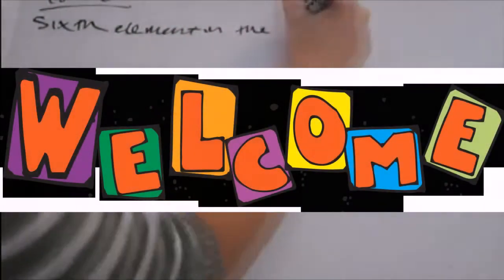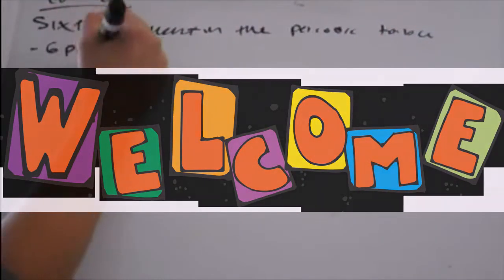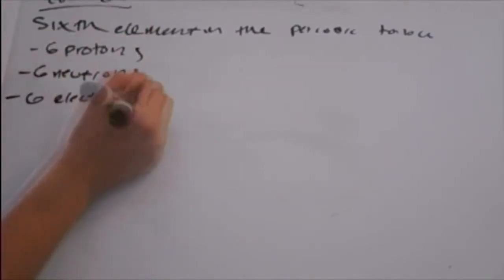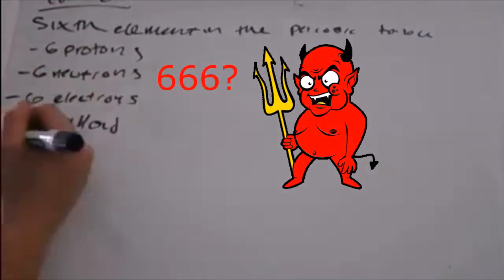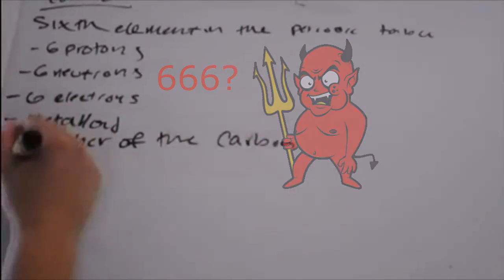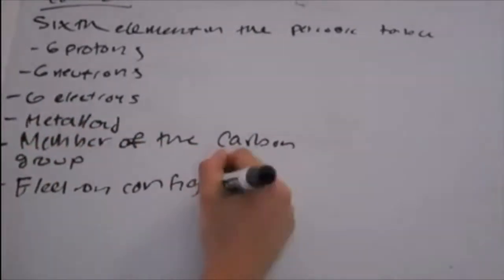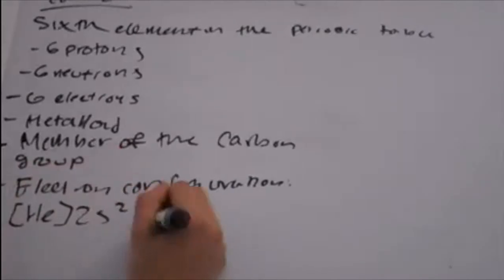Carbon is the sixth element in the periodic table. It has 6 protons, 6 neutrons, and 6 electrons, and is a metalloid. It is the member of the carbon group, and its electron configuration is helium 2s2 2p2.